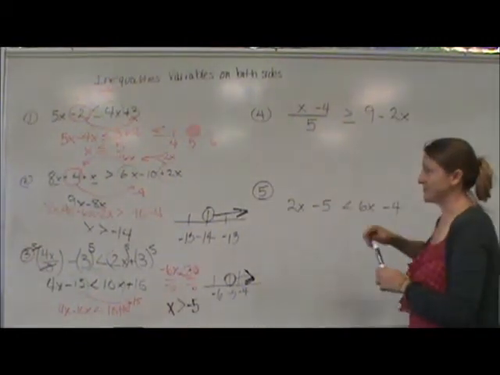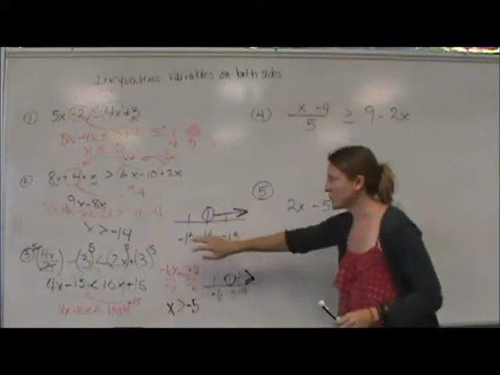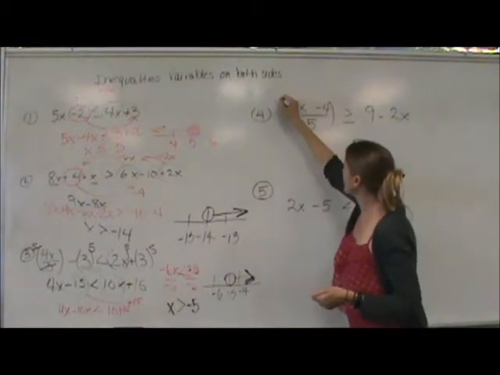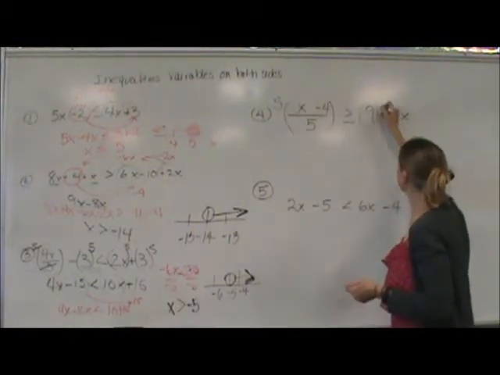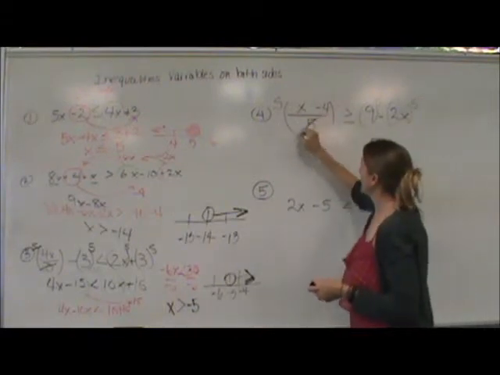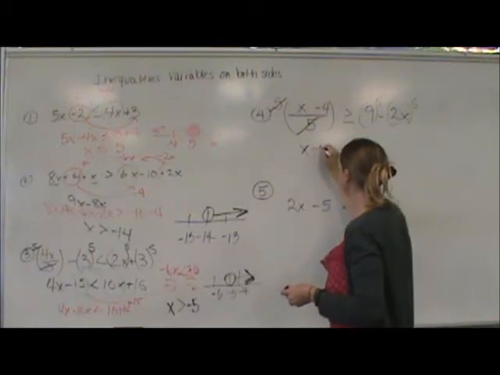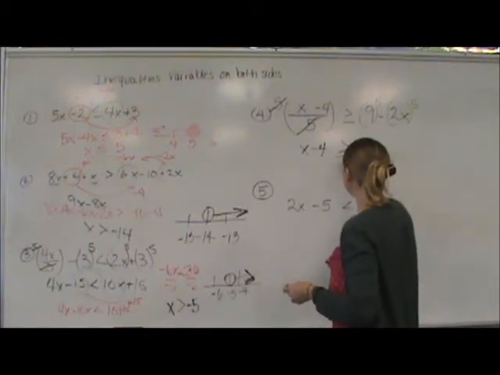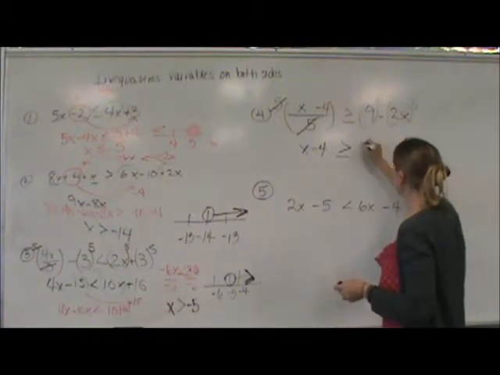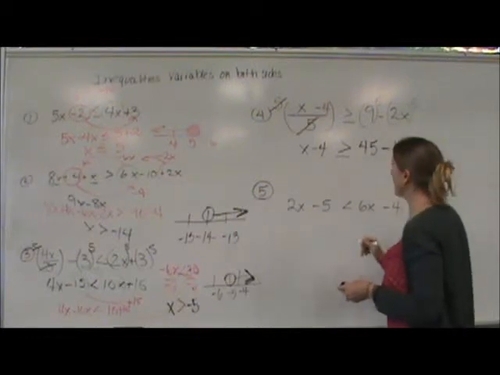Question 4. Question 4, again, it's very similar to question 3. We have a fraction, so I'm going to multiply every term by 5. I get rid of these, and I keep my numerator that's on top. X minus 4. Bring down my inequality sign of greater than or equal to. 9 times 5 is 45. Minus 10x. 2 times 5.